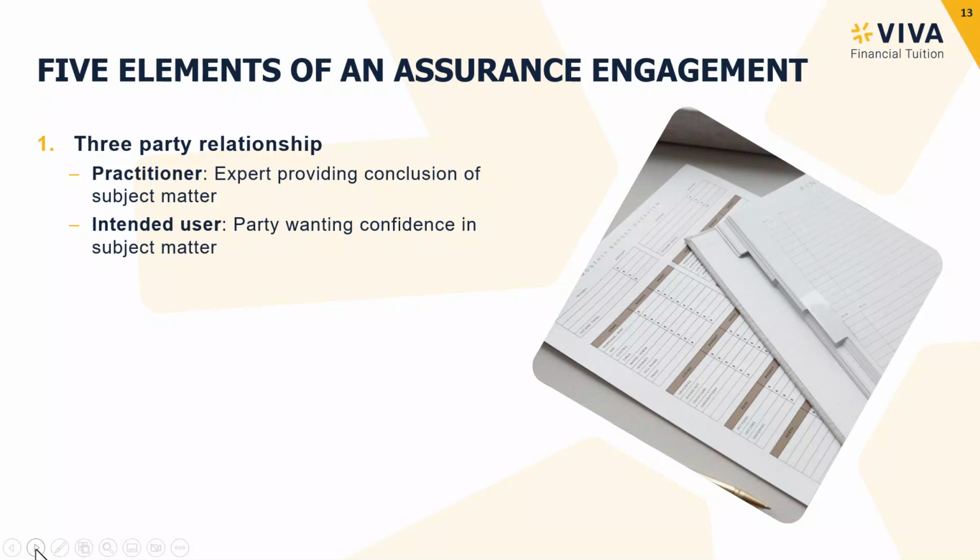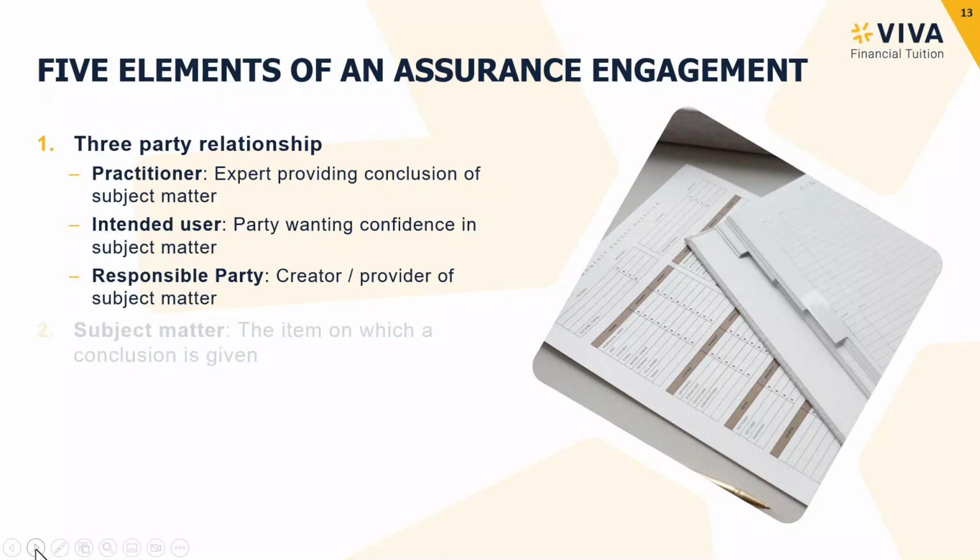And finally, we have the responsible party. This is the party who has created or provided the information or subject matter, and they are the ones who are on the other side of the interaction with the intended user. We then have the subject matter. As I've already referred to, this is the item on which a conclusion is being given, the information that has been provided.